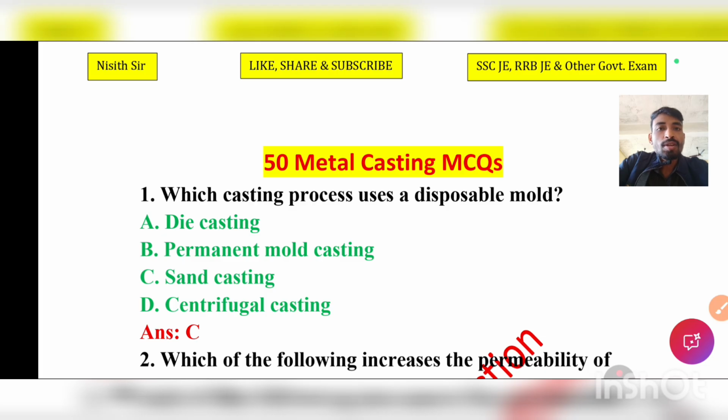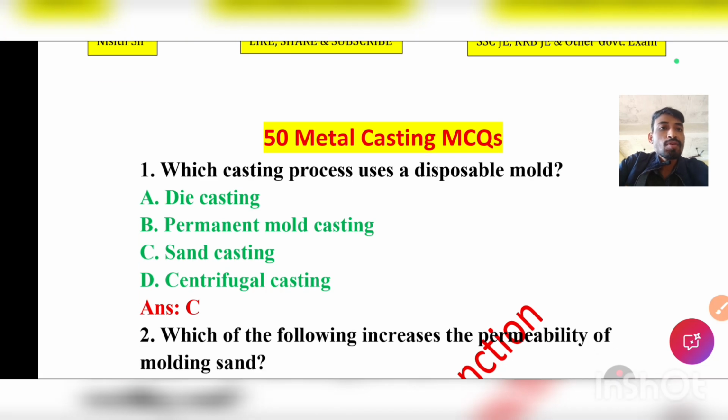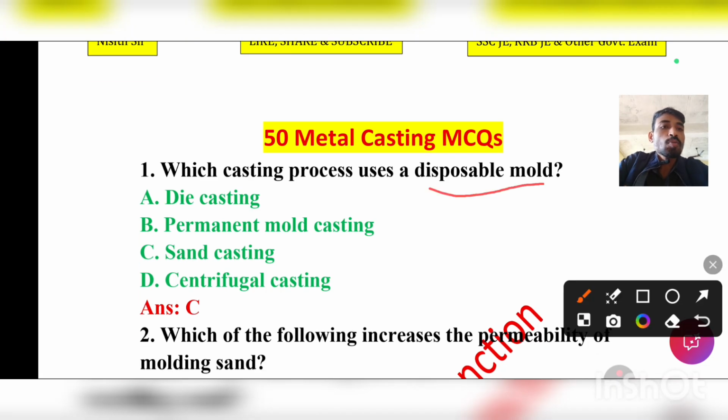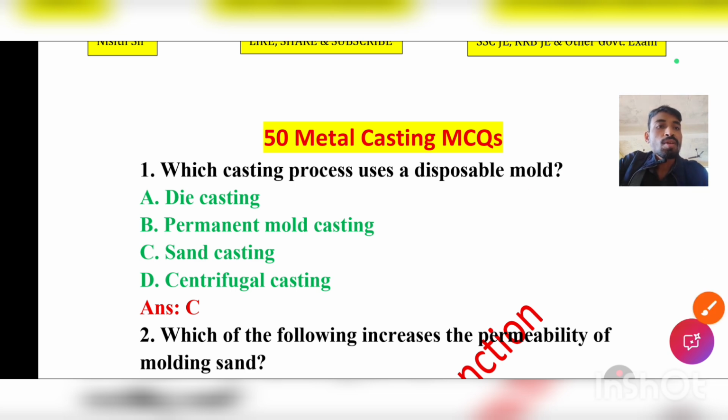So the first question is, which casting process uses a disposal mold? Disposal mold means this is the mold which can be used only once. After that we cannot use it, so that is called disposal molds. So what he is asking, which casting process uses a disposal mold?